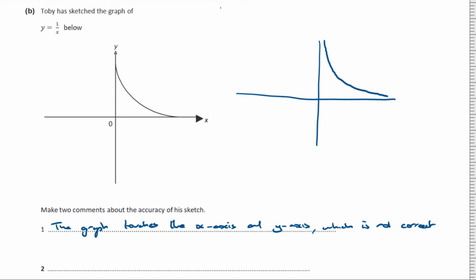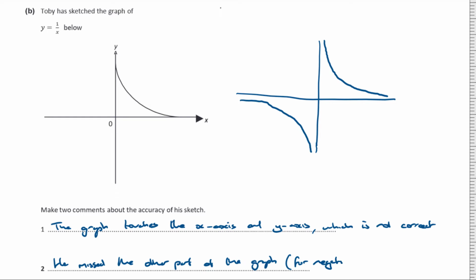The other thing is that he's only drawn half the graph. There's another part of the graph that goes down here. Okay, there's a kind of mirror image of it down here. Look, in the negative quadrant down there. So the other comment is going to be he missed the other part of the graph for negative values.